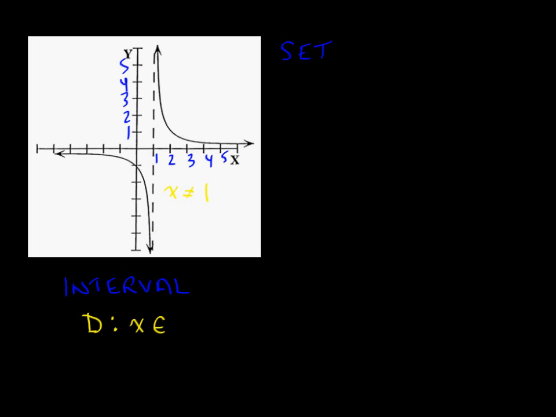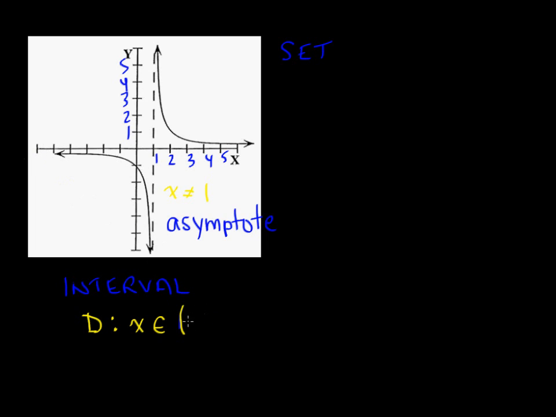This line is actually called an asymptote. We're going to talk more about that in future lessons. So that asymptote means that the function or the relation approaches that line but never actually touches or crosses it. So when we look at the domain here, we're going to start with this first piece.